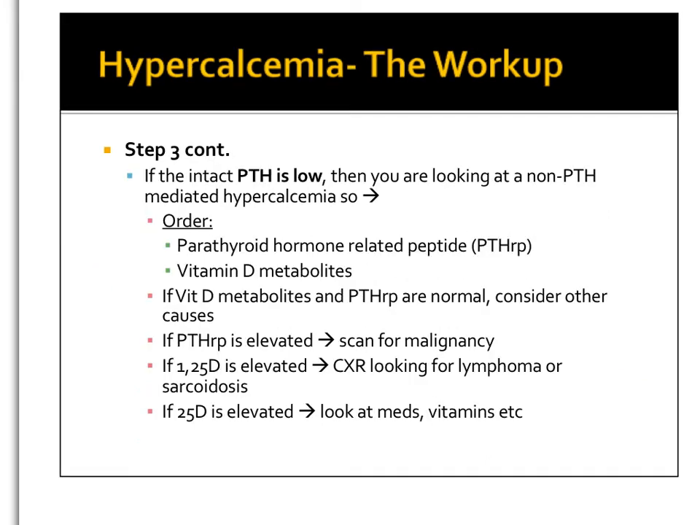Now, if the PTH is low, then we're going to be looking at a non-PTH source for this hypercalcemia. So at this point, you're going to order a parathyroid hormone-related protein and the vitamin D tests. Okay? If the vitamin D tests and the PTH-RP are normal, then you have to consider other causes. But if the PTH-RP is elevated, then you better be scanning for malignancy in this patient. If it's not, then you look at your vitamin D levels here. If you got an elevated 1,25, then you should be getting a chest x-ray looking for lymphoma or something like sarcoidosis. If the 25-D is elevated, well, then you got to go back to the meds, and this person's probably taking way too many supplements or is on way too much vitamin D therapy.